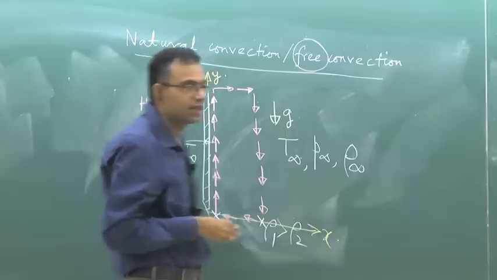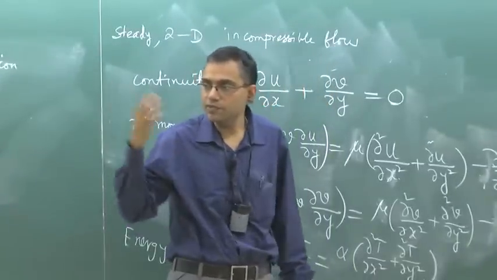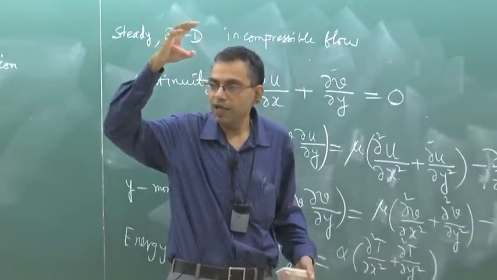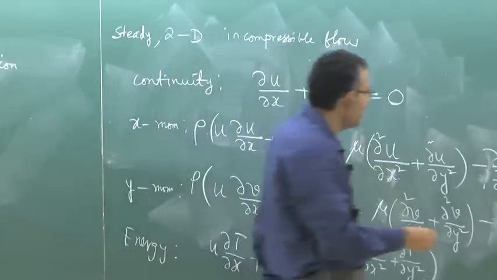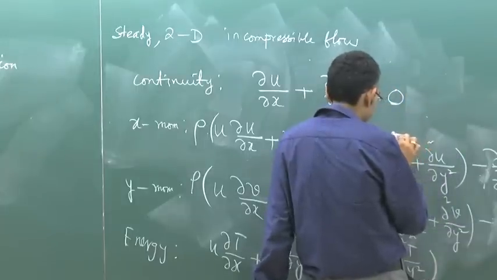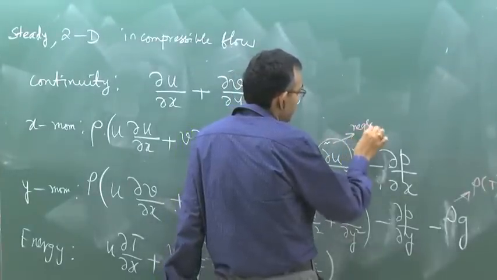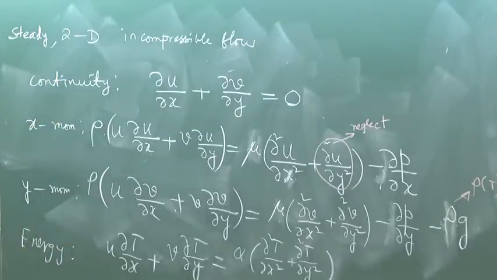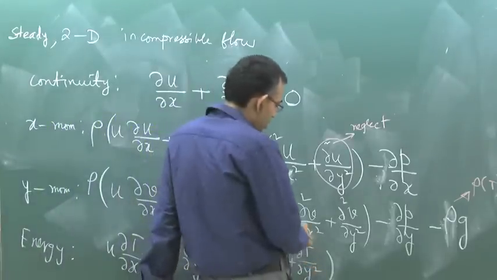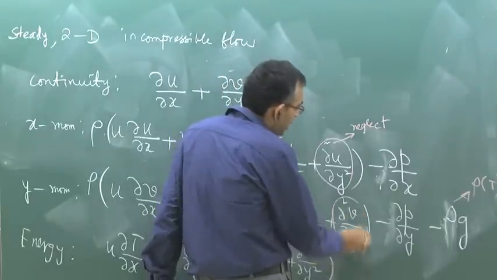So assuming that delta or delta t, that is either the hydrodynamic or thermal boundary layer thickness, is much less than the height of the plate, which is very similar to the kind of assumption that we made for forced convection boundary layer, we can neglect this. Similarly, for the y momentum equation also we can neglect this.